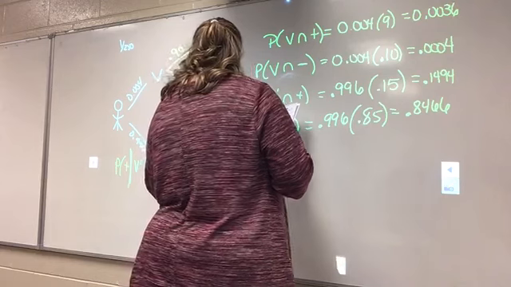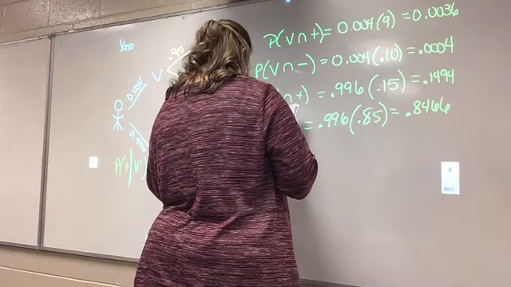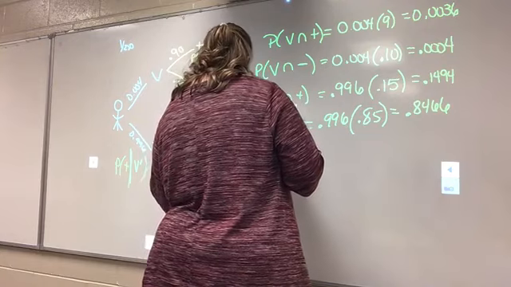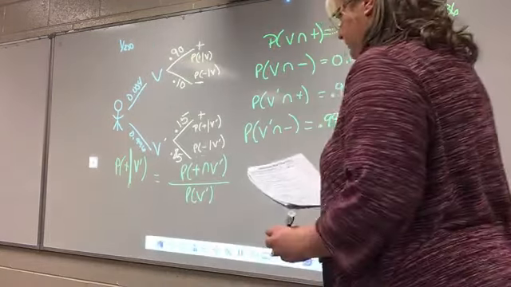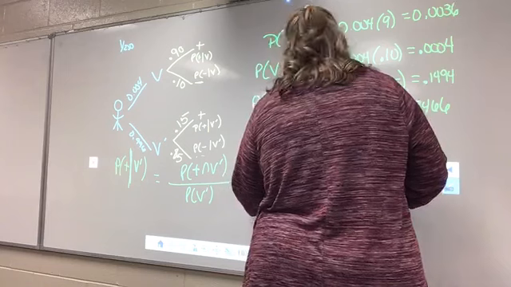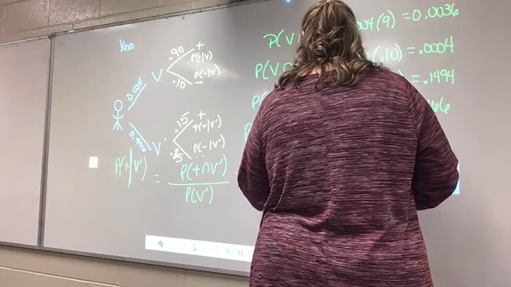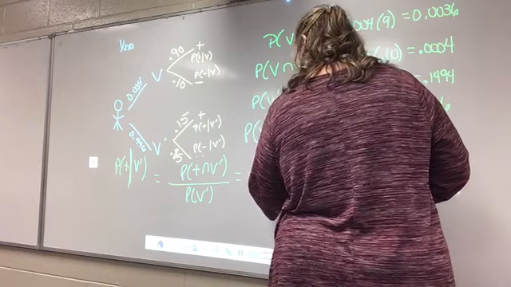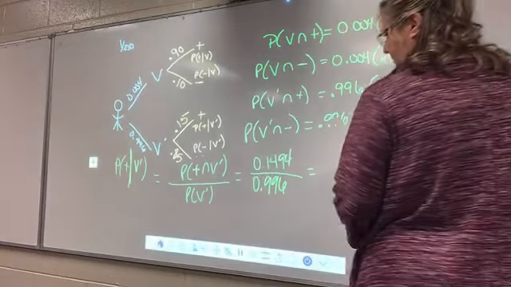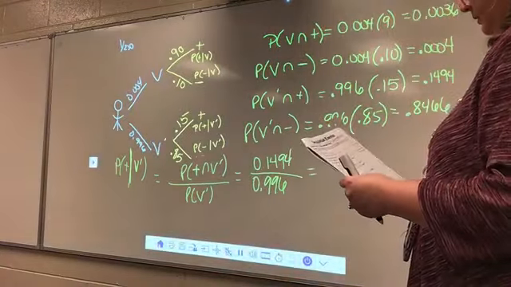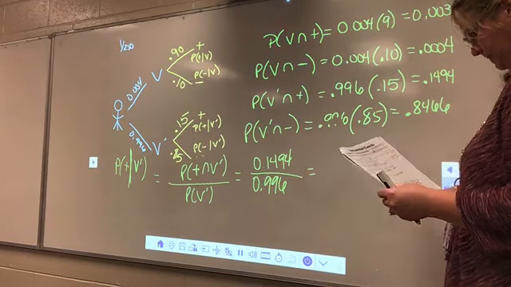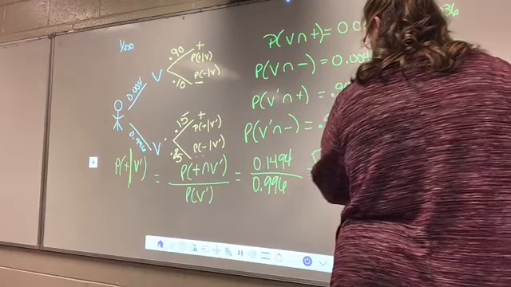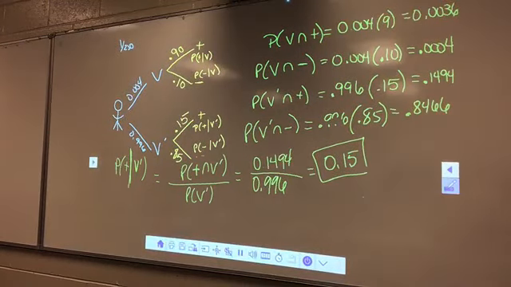All right, so the probability of positive and not having the virus divided by the probability of not having the virus. I mean, we've already calculated this, but this is how you could still get it if you didn't see it. And so it's 0.15.